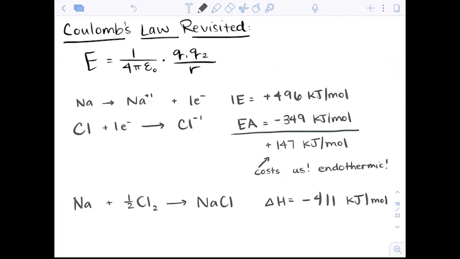What the heck? Why is this? This is what was puzzling. It doesn't match up, so scientists were really concerned.